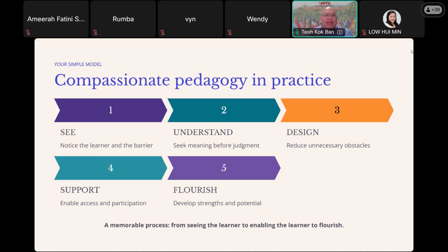And maybe a particular assessment is creating unusual difficulty. So do not ignore this signal. Yeah, we notice them. So what we need to do next is understand them. Before making a judgment towards these students, we try to understand what may be happening.